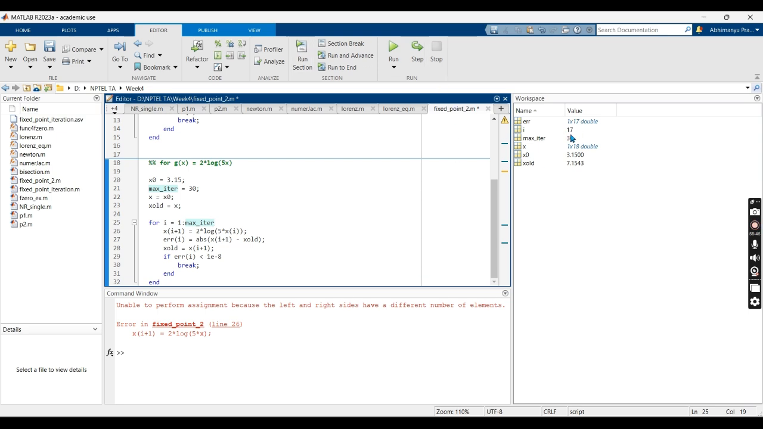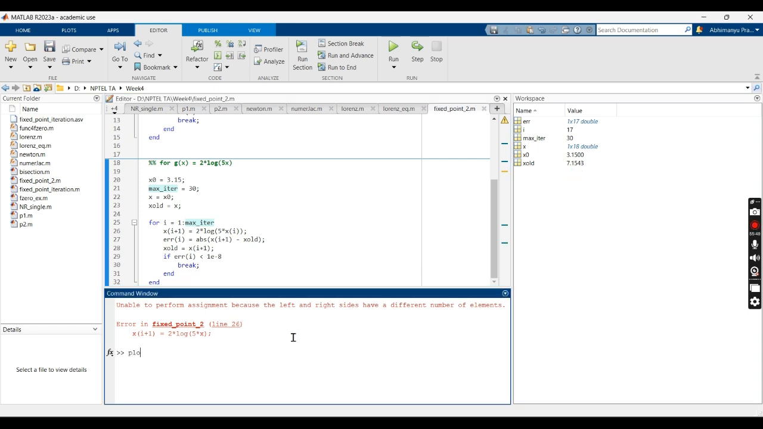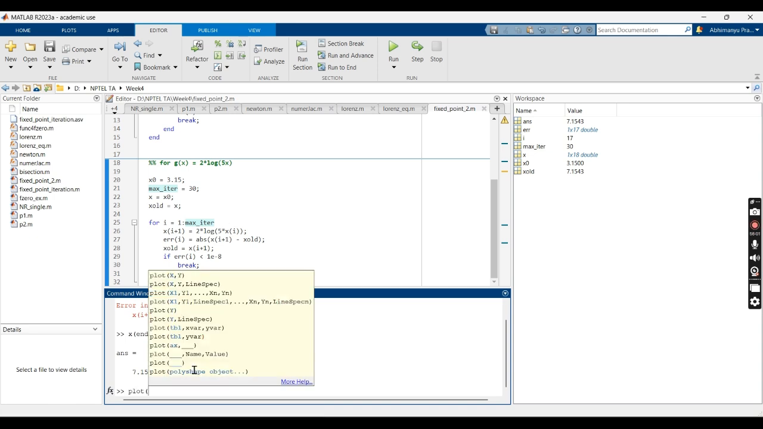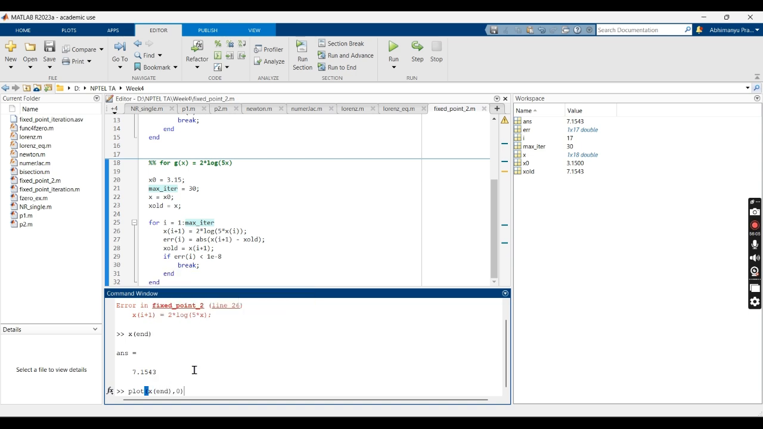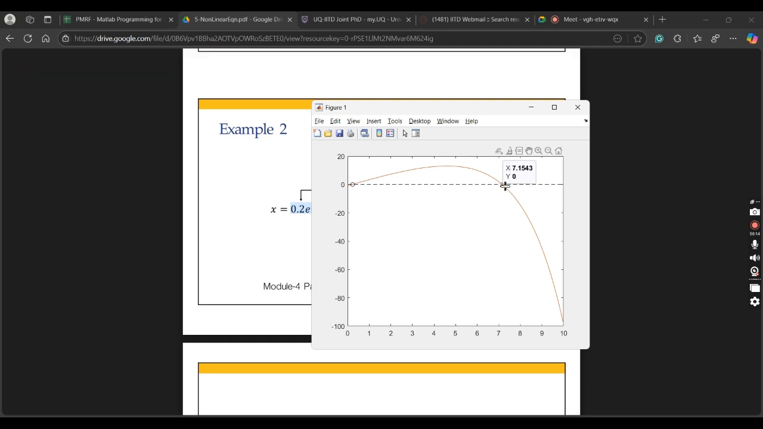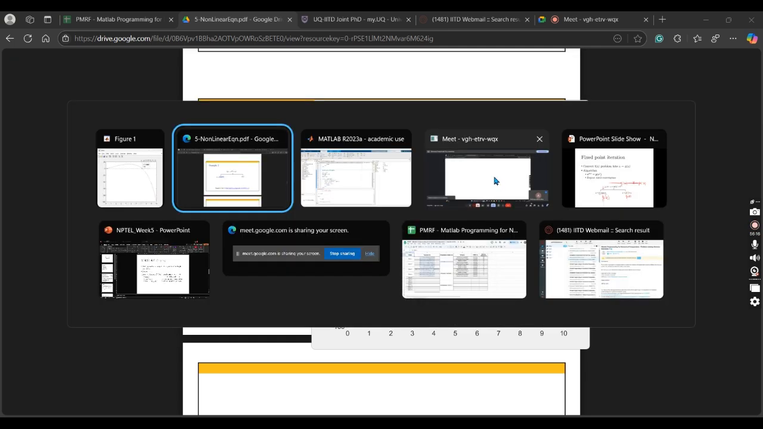So this time, after 17 iterations, I am converging to 7.1. Let me plot that. So I just need to check the end of x. Yeah. So the second root for this problem is 7.1543. I plot that. Yeah. So this is 7.1543.